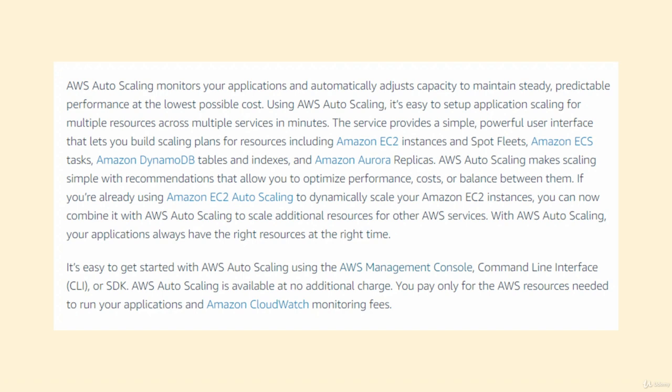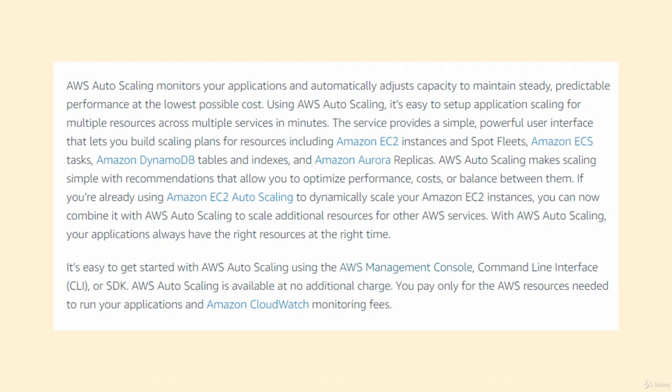With auto scaling, it's easy to set up application scaling for multiple resources across different services in a matter of minutes or seconds. It provides a simple, powerful UI that lets you build scaling plans for resources, including EC2 instances, spot fleets, ECS tasks, DynamoDB tables and indexes, and Amazon Aurora replicas. Auto scaling makes it simple, with recommendations to allow you to optimize your performance, cost, or balance between them. If you're already using EC2 auto scaling to dynamically scale your EC2 instances, you can now combine it with AWS auto scaling to scale additional resources for other AWS services.